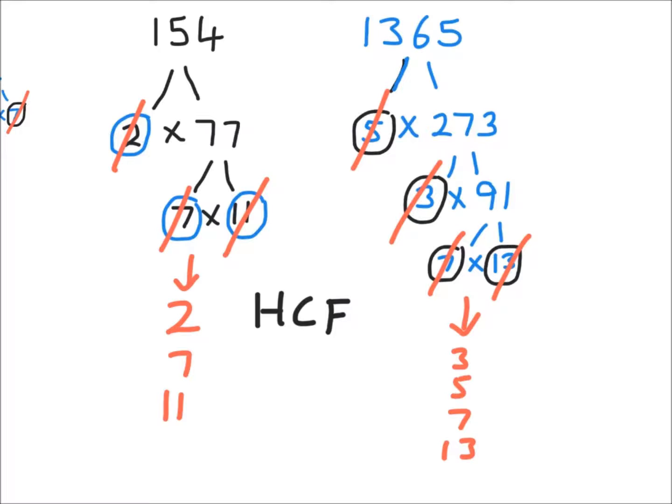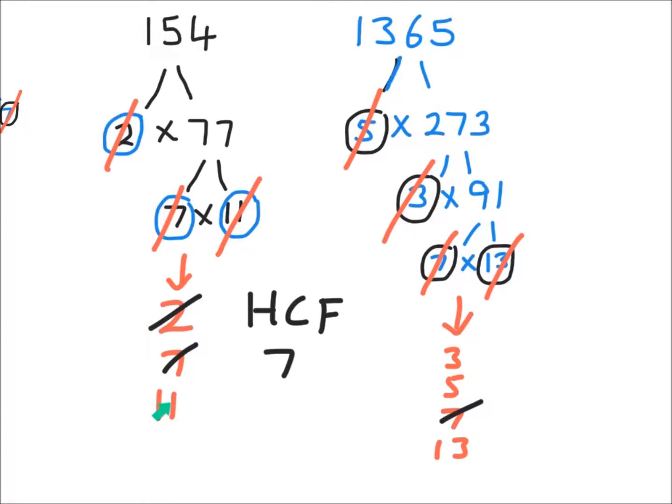Let's start on the left-hand side. We've got a 2 here. Have we got a 2 there? No, we don't. So it's no good. Get rid of it. We have a 7 here. Do we have a 7 here? Yes, we do. So we've got a 7. On this side, we've got 11 here, but we've got no 11 here, so we can get rid of it. It's no good. On the right-hand side, we know there's not a 3, because we've finished all the prime factors of 154. We know there's not a 5, and we know there's not a 13.